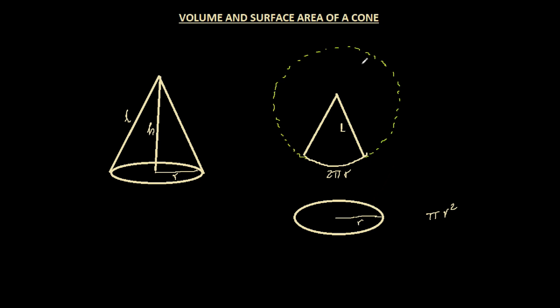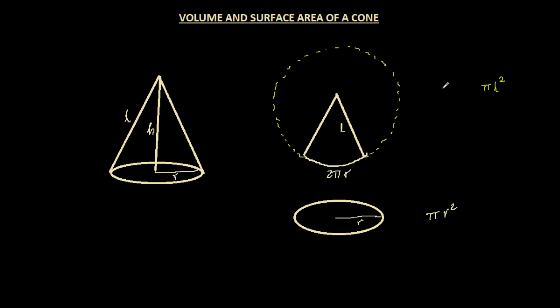Now what is the area of this full circle? Well, obviously, since the radius is L, the area is going to be pi L square. But the area of the sector that we want is not a full circle, it's just a fraction of a circle. And what is that fraction? Well, as you can see, this sector has an arc length of 2 pi r, whereas the full circumference is 2 pi l.